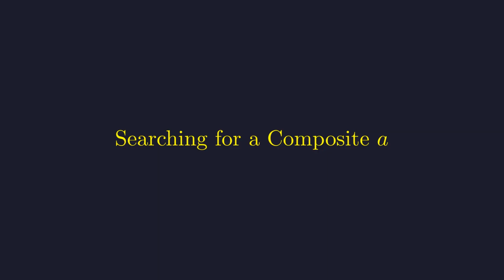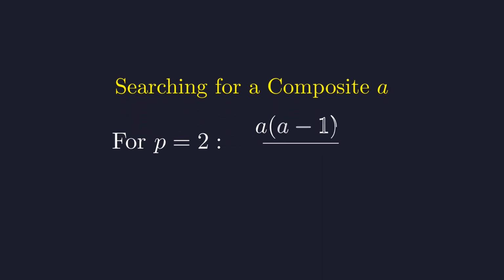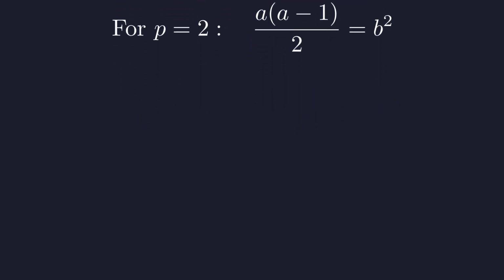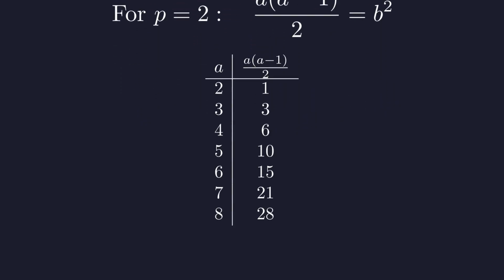Now for the systematic hunt through composite numbers. Rather than randomly trying values, let's be strategic. The smallest prime is 2, so let's see what happens when we fix p at 2 and vary a. When p is 2, our equation reduces to this triangular number formula. We're looking for triangular numbers that are perfect squares, a well-studied problem in number theory. Let's systematically check the first several values. Computing these triangular numbers, we see that none from a equals 2 through 8 give us perfect squares where b is at least 2. Each fails the perfect square test.